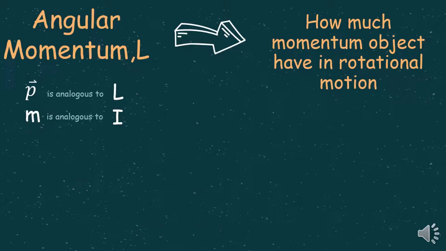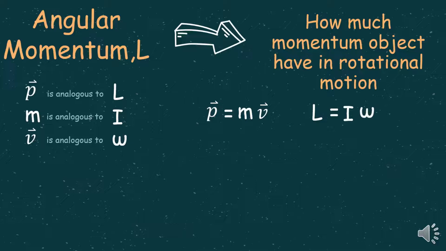The analog of velocity v is called angular velocity, represented as omega. Since p is equal to mv, we can define angular momentum as L equal to I omega, or angular momentum is the product of the angular velocity of a body and its moment of inertia about the rotational axis. Now, let us see practically how angular momentum L, moment of inertia I, and angular velocity omega are related to each other.